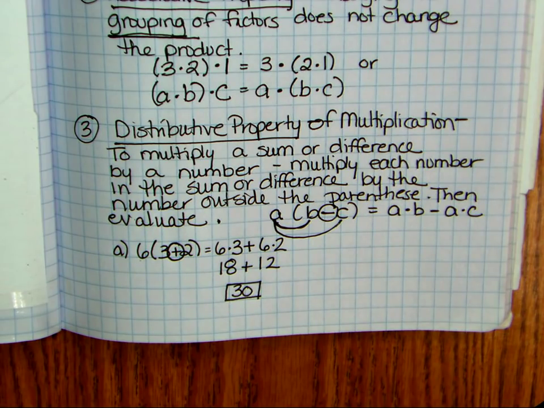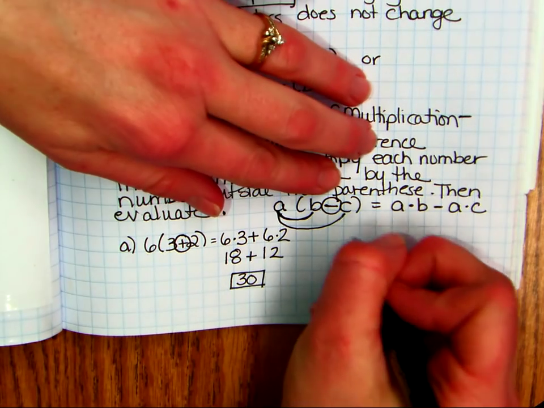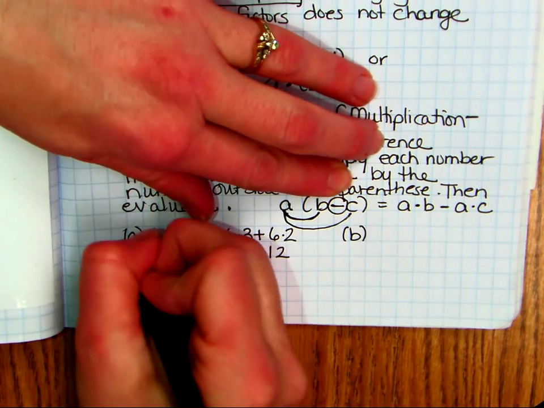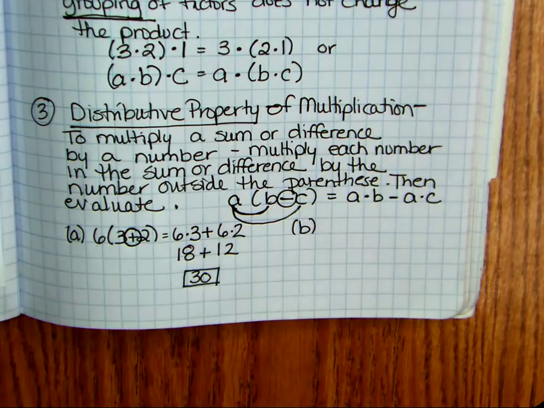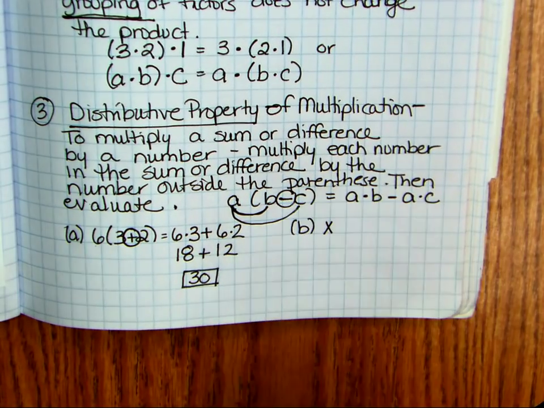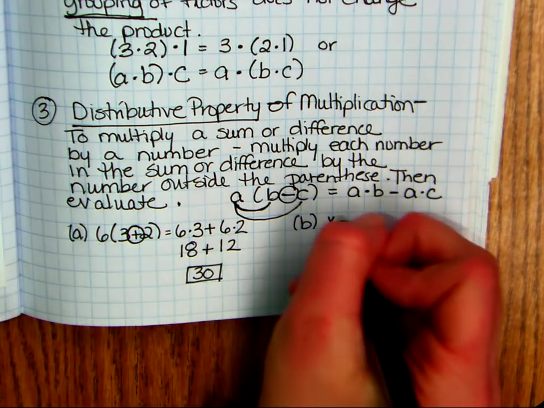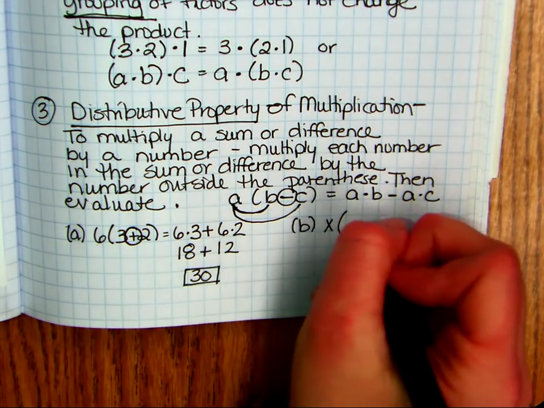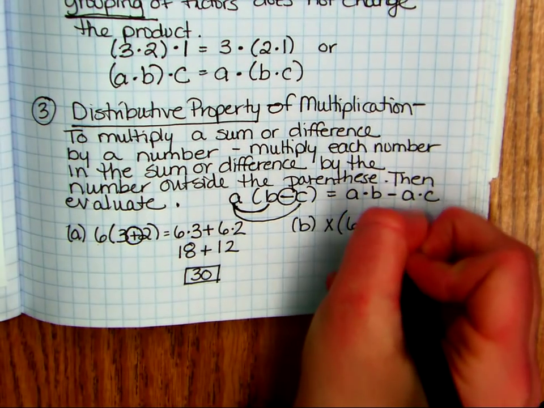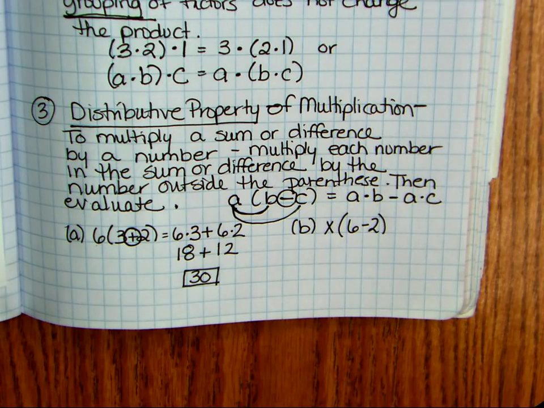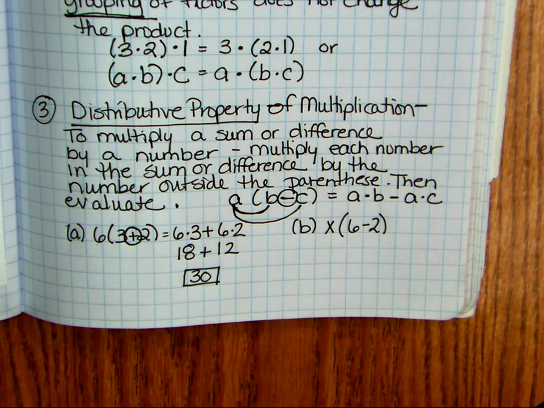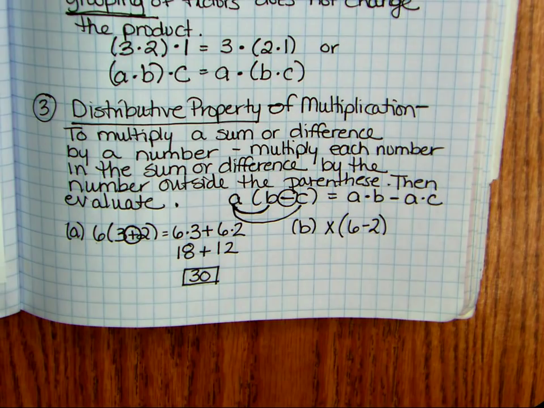I'm going to give you an example that is a little bit more complicated. This one is we're going to use a variable. I'm going to give you x times the difference of 6 minus 2. Okay, this is a little bit more complicated, right? Because if I do 6 minus 2, I'm going to get 4. 4 times x would be 4x. Okay, but with dealing with x's, sometimes our mind gets a little like, woo, what do I do there? So let's try using the distributive property.